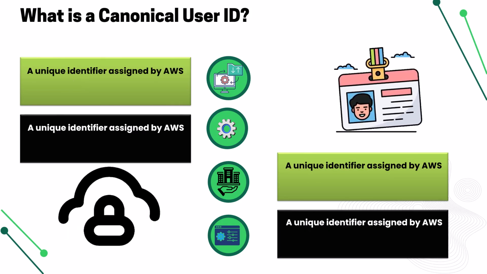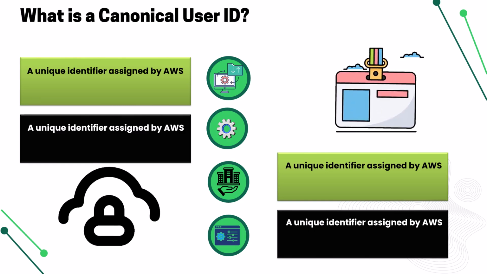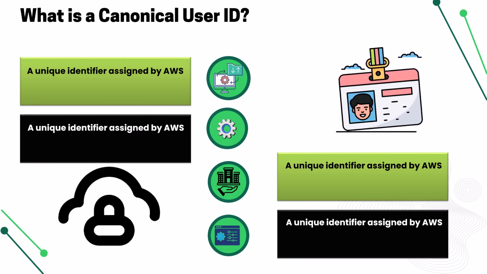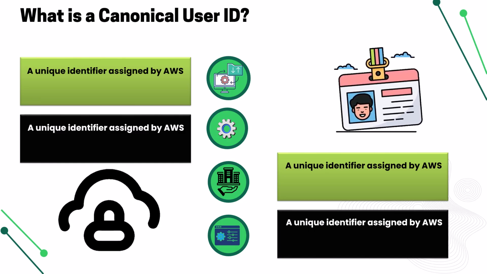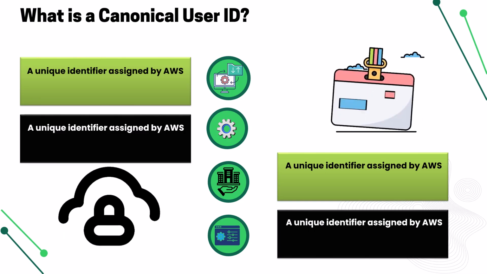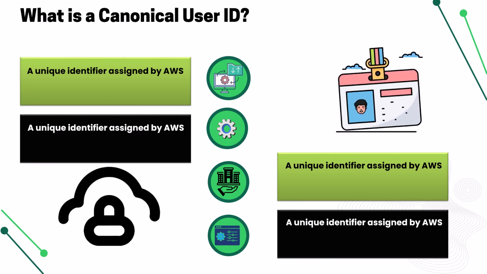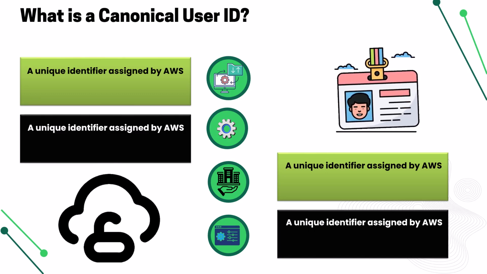Think of a canonical user ID as your digital name tag in AWS. It tells the system who you are without spilling all your secrets. It's particularly useful for cross-account access and permissions in S3. So, if you ever wondered who's knocking on the AWS door, this ID is the key.